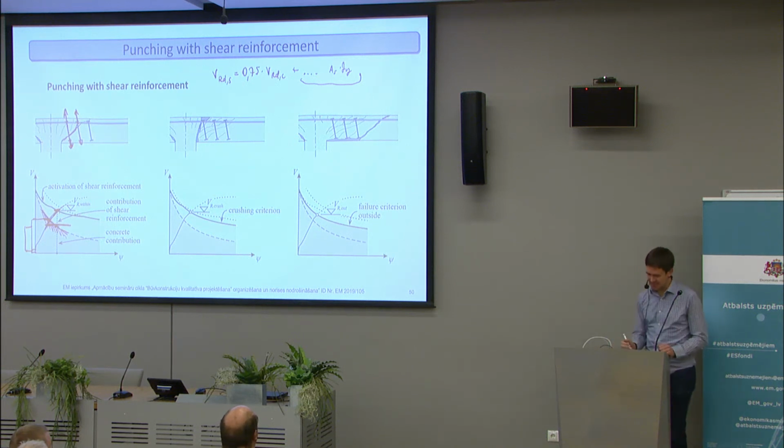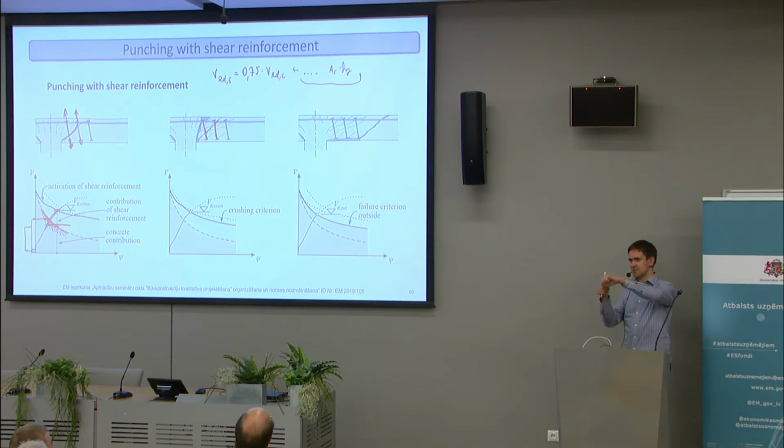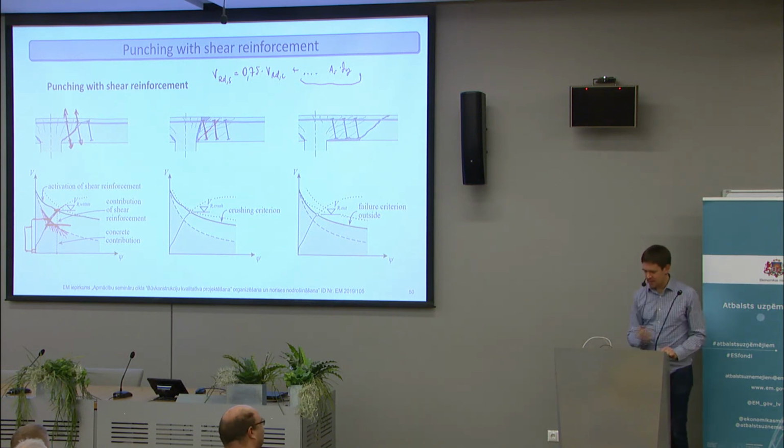But there is actually a limit: if you have a lot of shear reinforcement, this crack here that caused the failure before doesn't occur at all, because it has so much reinforcement through it that it doesn't open anymore. So then the failure happens between the first shear reinforcement element and the edge of the column.